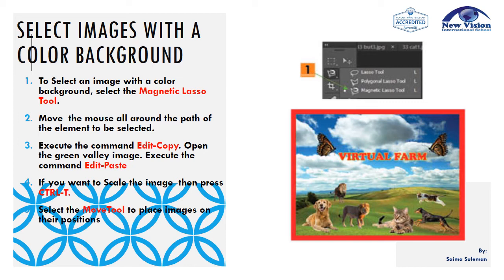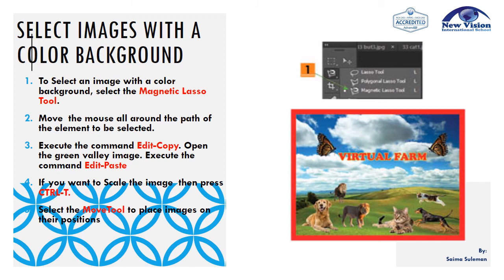To select an image with a color background, select the magnetic lasso tool. On the right side you can see the magnetic lasso tool. Just go over there on the menu and select the magnetic lasso tool. Number 2 is to move the mouse all around the path of the element to be selected. Now you will use the mouse and select the area which you want to put on the virtual form image. Number 3, execute the command edit copy and then paste it on your green valley image.